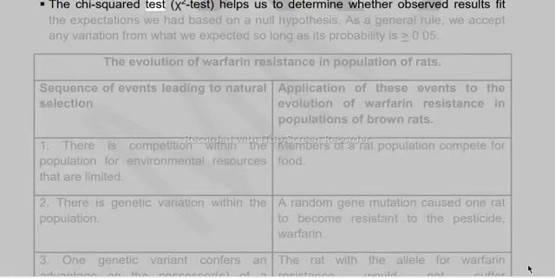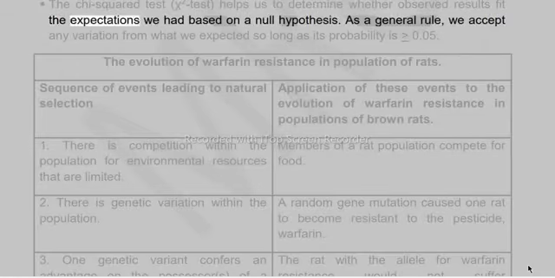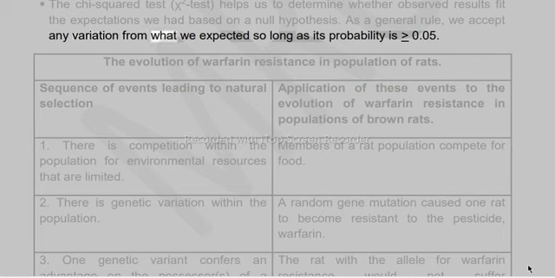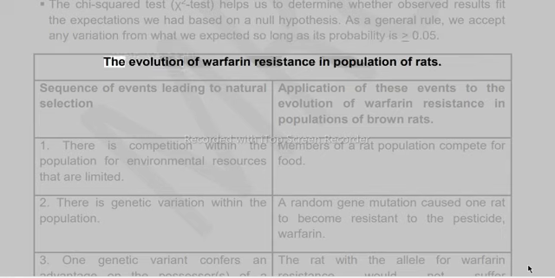The chi-squared test, chi2 test, helps us to determine whether observed results fit the expectations we had based on a null hypothesis. As a general rule, we accept any variation from what we expected so long as its probability is greater than 0.05. The evolution of warfarin resistance in a population of rats.